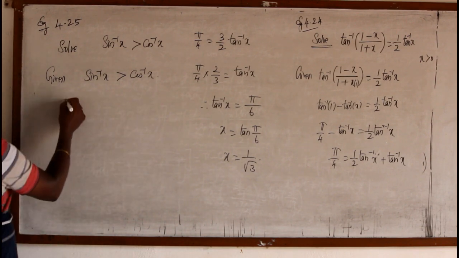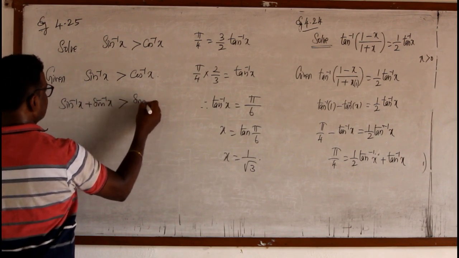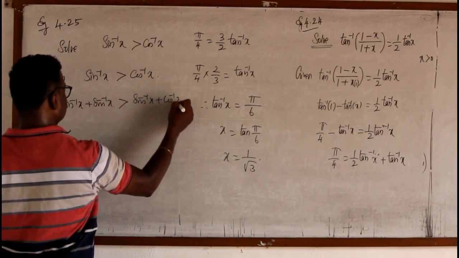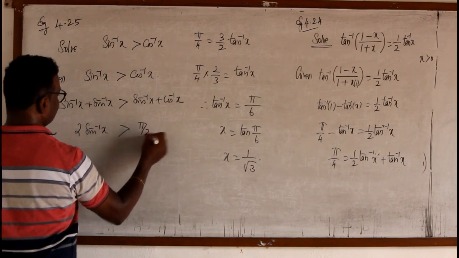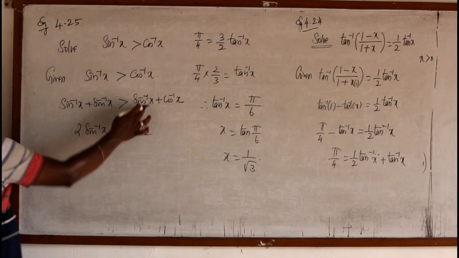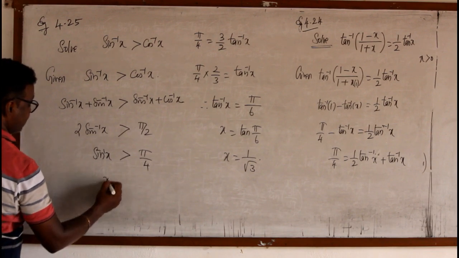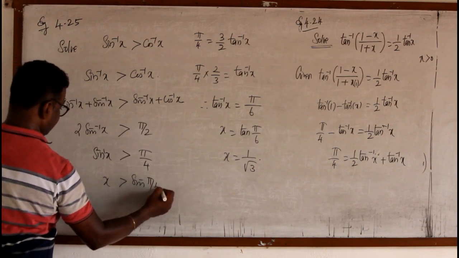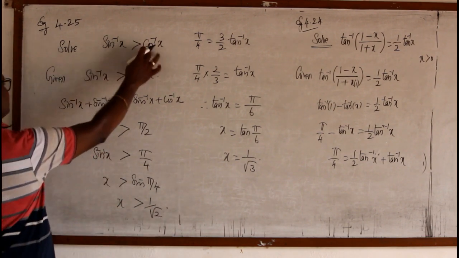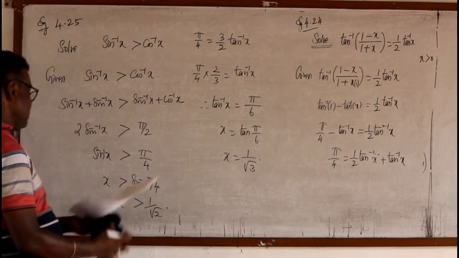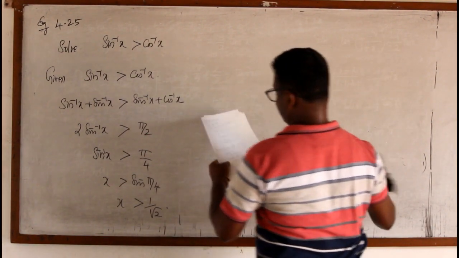Now what I am doing, let me add sin inverse of x on both sides. That is sin inverse of x greater than sin inverse of x plus cos inverse of x. This is 2 sin inverse of x, but this is 90. You know sin inverse of x plus cos inverse of x is 90. So sin inverse of x is greater than pi by 4. x is greater than sin 45. x is greater than 1 by 2. So if sin inverse of x is greater than cos inverse of x, then x must be greater than 1 by 2. That is example 4.25.